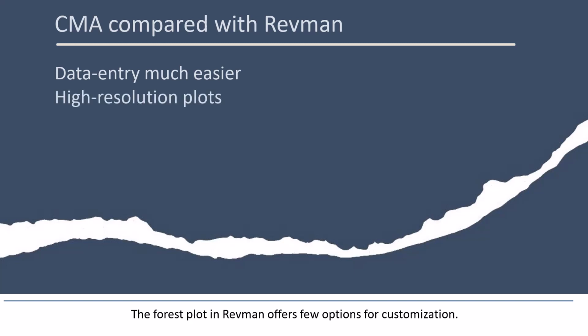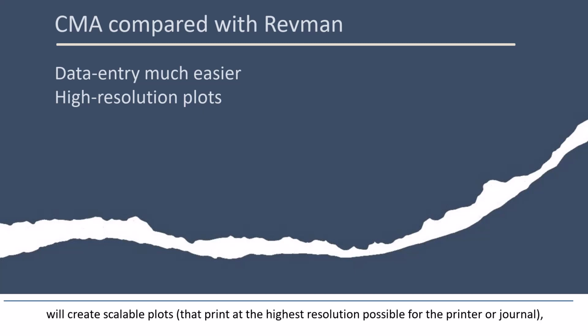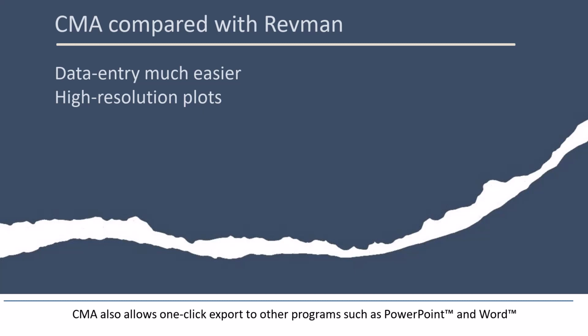The forest plot in RevMan offers few options for customization. By contrast, CMA allows the user full control over all elements in the forest plot, will create scalable plots that print at the highest resolution possible for the printer or journal, and allows the user to control the color for every element on the plot. CMA also allows one-click export to other programs such as PowerPoint and Word.